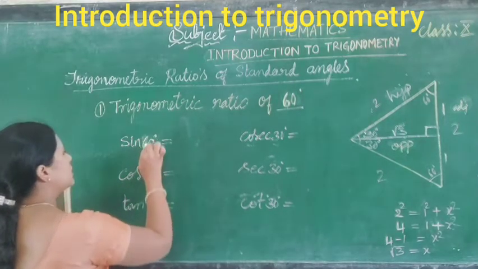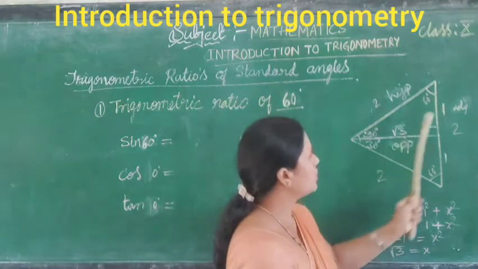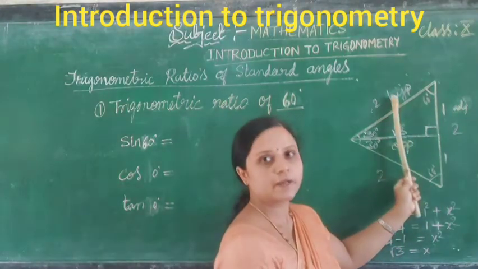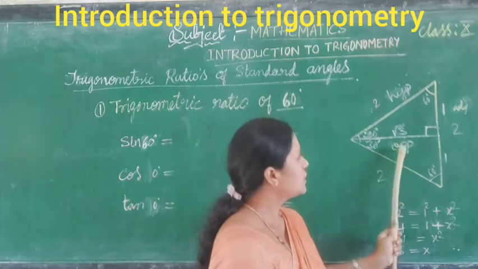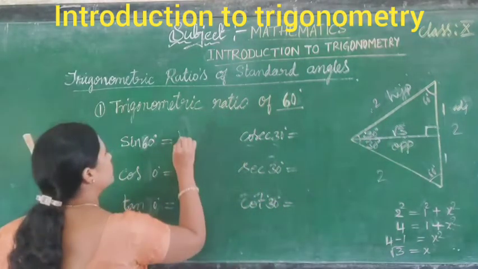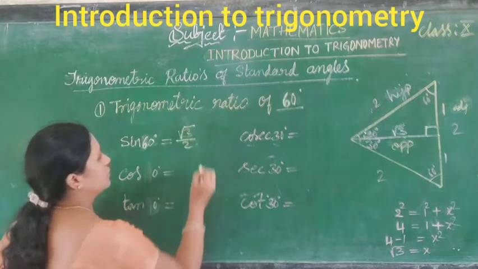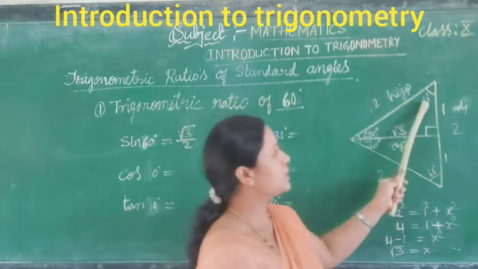Okay, so what is sin 60 degree? Sin 60 degree means opposite divided by hypotenuse side. That's why sin 60 degree is root 3 by 2. So write root 3 divided by 2.